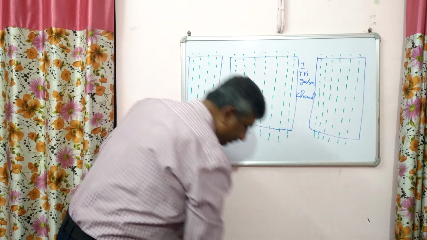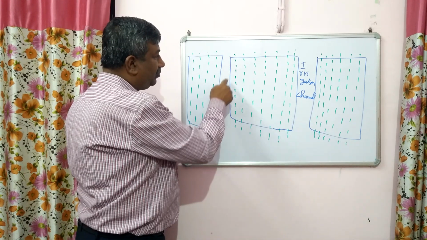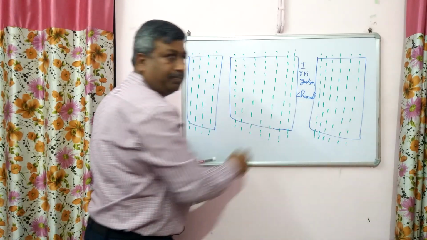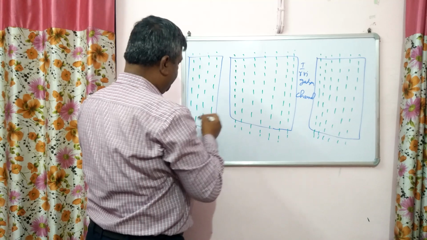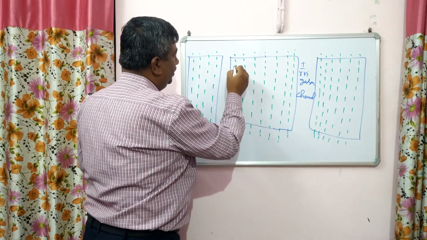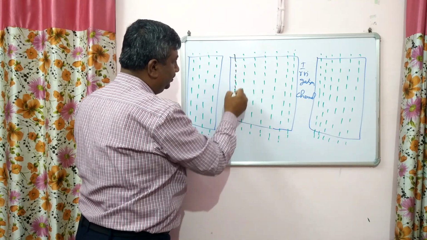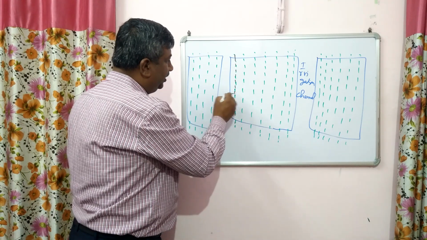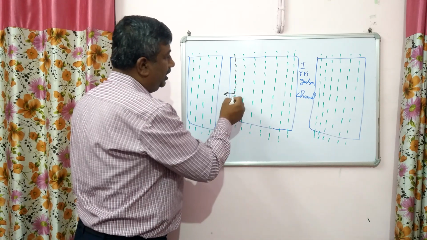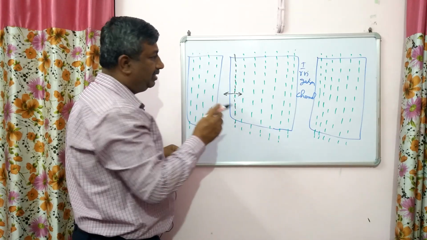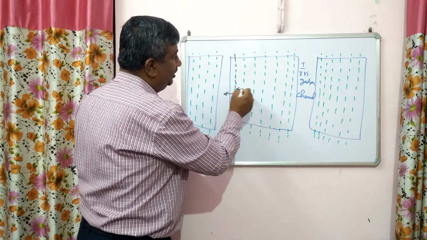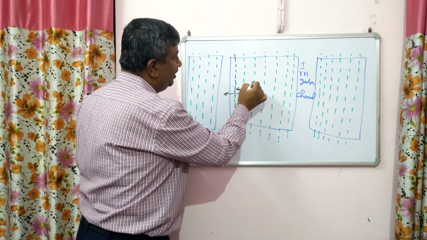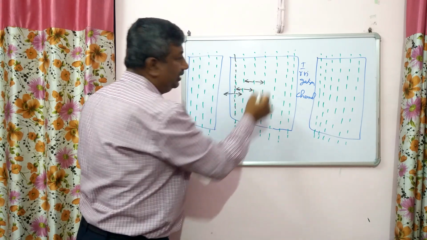Now look here in the diagram. This is the border of the field. This blue line is the border of the field. So the plants on this line do not face competition from this side because there is no row, and they face competition only from this line. This line faces competition from this line and this line. Similarly, this line's plants face competition from this line and this line.